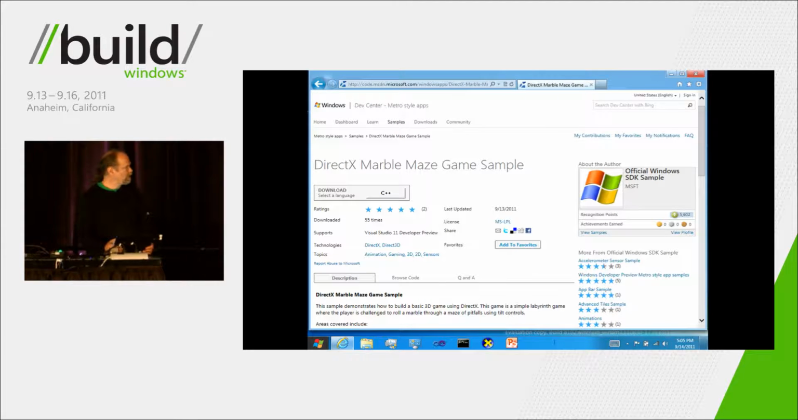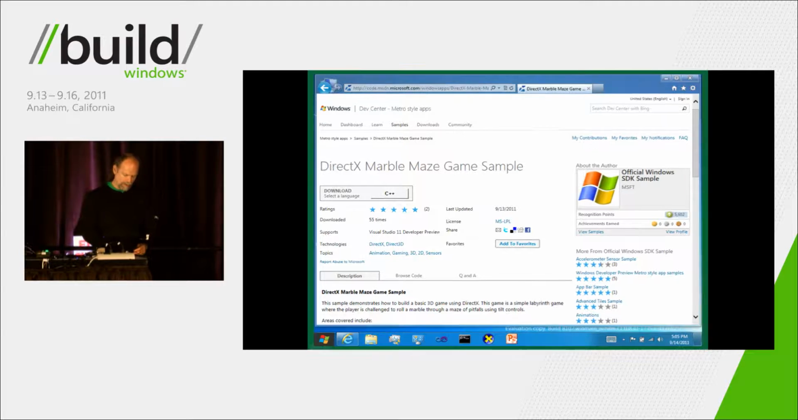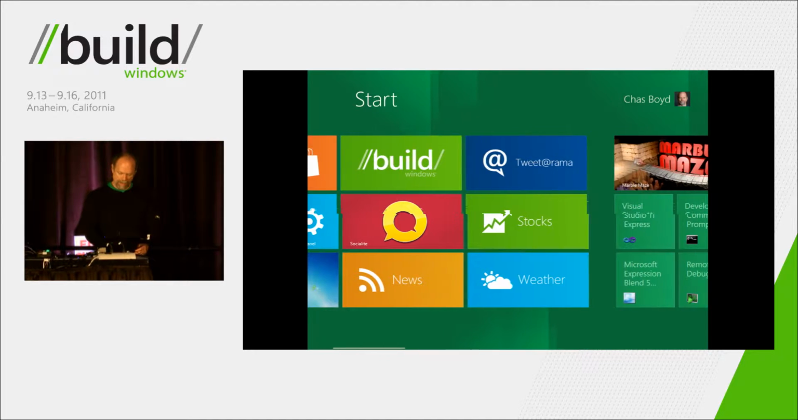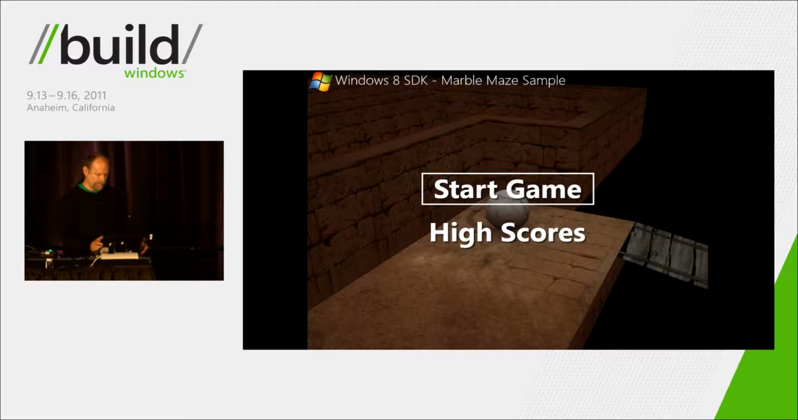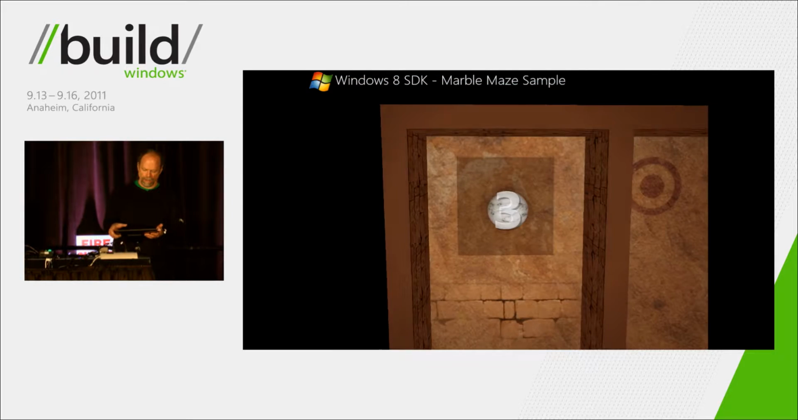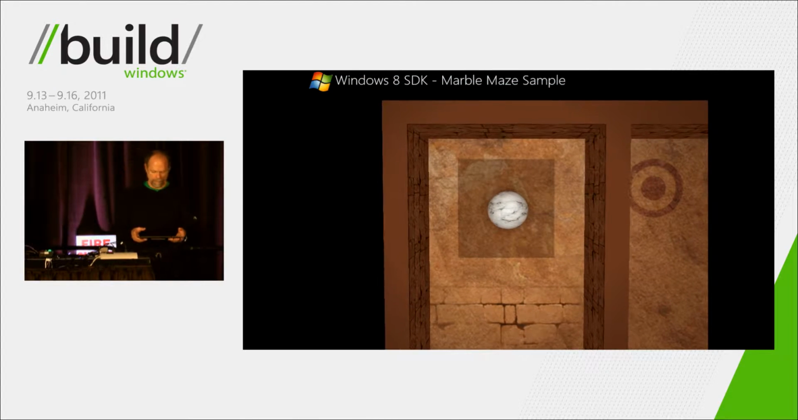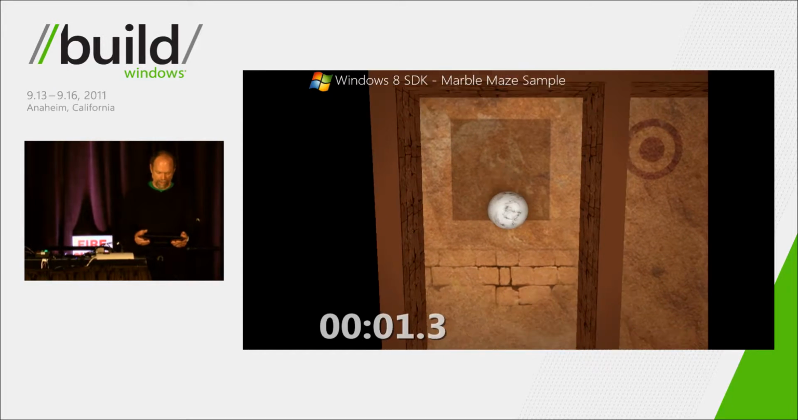Here you can see the App Hub. I'm going to switch to my Start menu. And there's the Marble Maze icon. We'll start that up. Now, this is an accelerometer-based game, so it's going to be a little bit tricky for me to play with all of the umbilicals on me, but this is pretty much how it works.